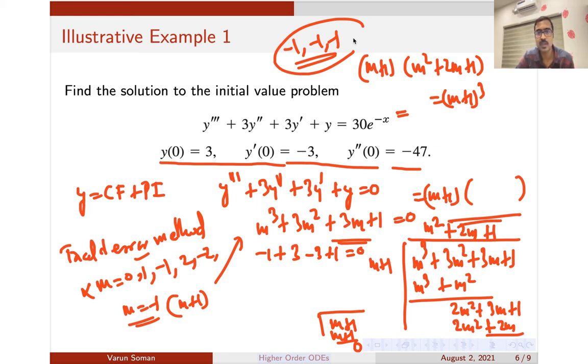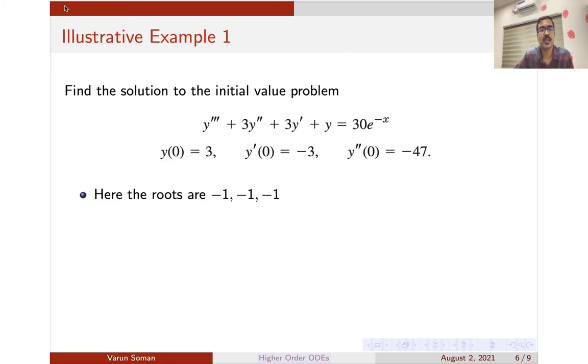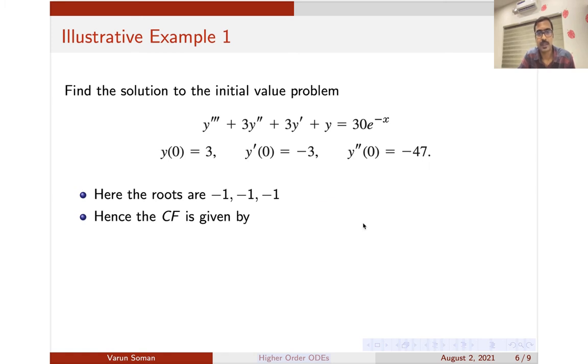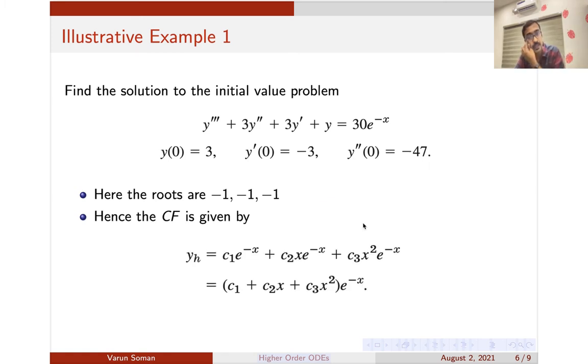Once you have found the roots, now we can write this CF. What is CF? Minus 1 has been repeated 3 times. So what will be the CF? The CF, y_h, will be simply C1 e raised to minus x plus C2 x into e raised to minus x, because minus x has already been repeated here, plus C3 x square into e raised to minus x. So that is how you write the CF. We can combine it like this.